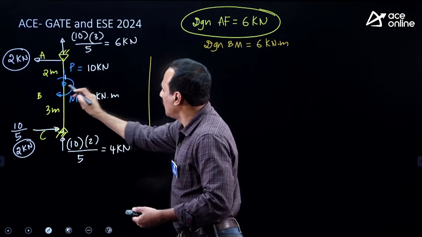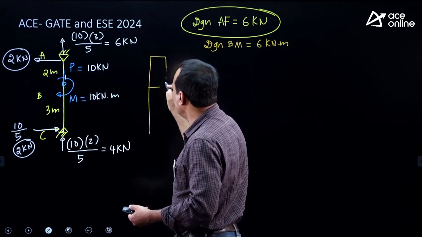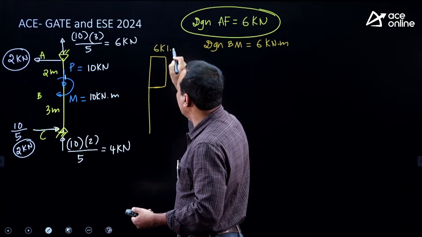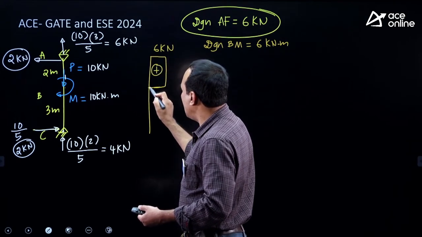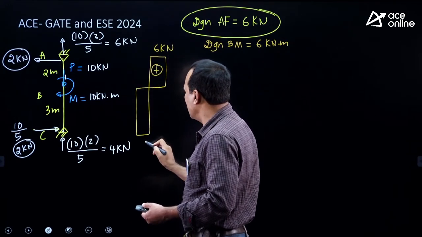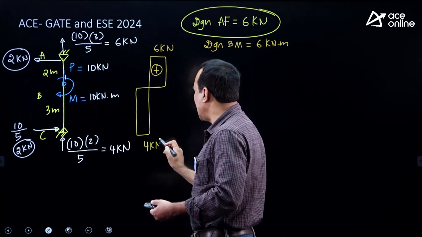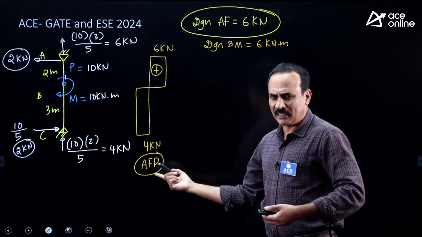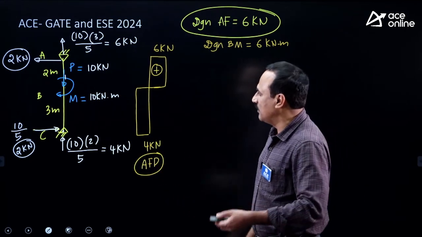So up to the point B, axial force of tension 6 kilonewton here. Tension if I take positive, on the other side it will be negative 4 kilonewton. This is the axial force diagram. Nobody will ask you to draw it. No need to practice it also. Only for information I am giving you.